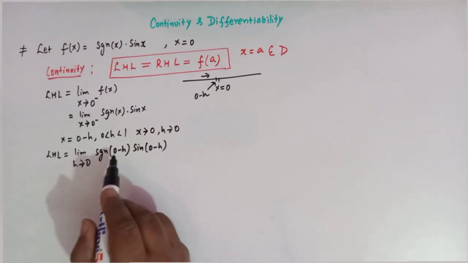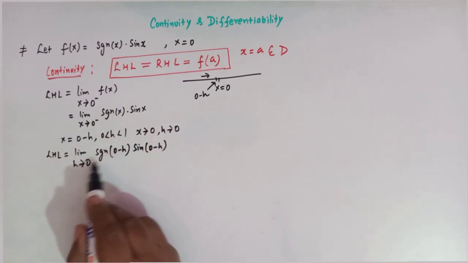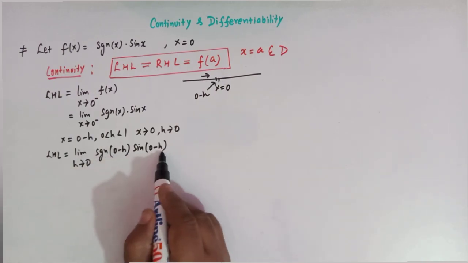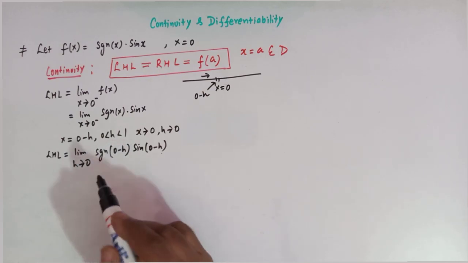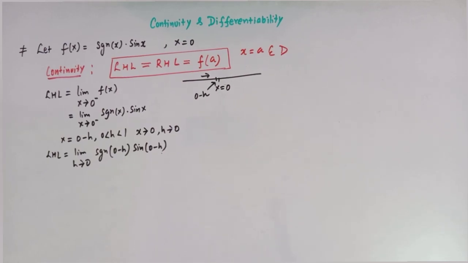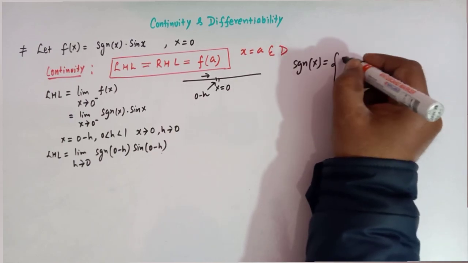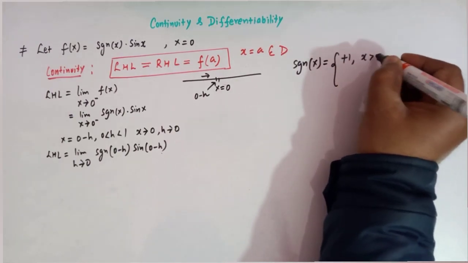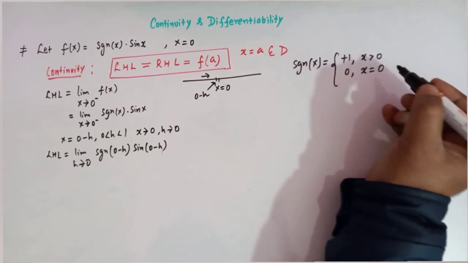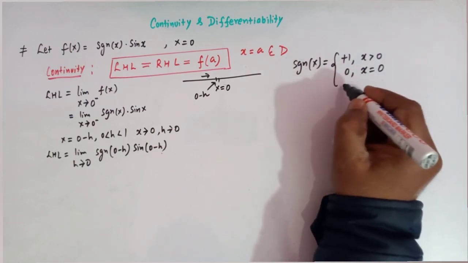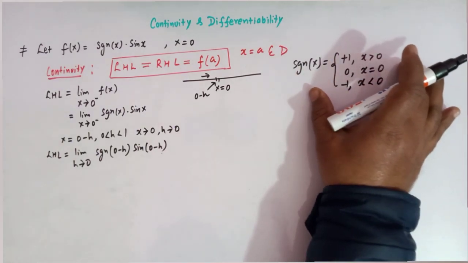Now we have to evaluate this limit. Here we cannot directly substitute the value of h is equal to 0 in this function. So what we will do, we'll first quickly see the definition of signum function. Signum of x is equal to positive 1 whenever x is greater than 0, and signum of x is equal to 0 whenever x is 0, and signum of x takes the value minus 1 whenever x is less than 0. So this is the definition of signum function.